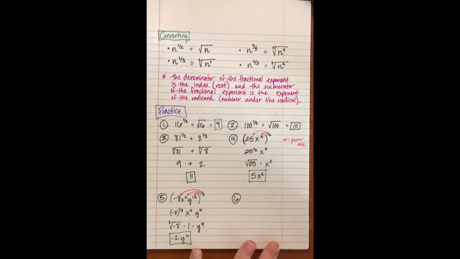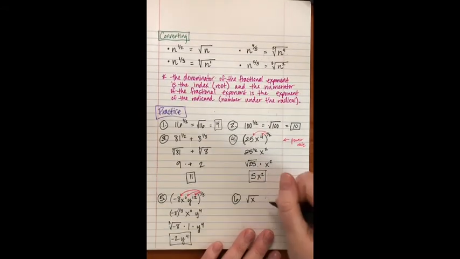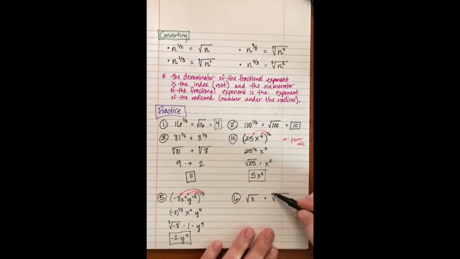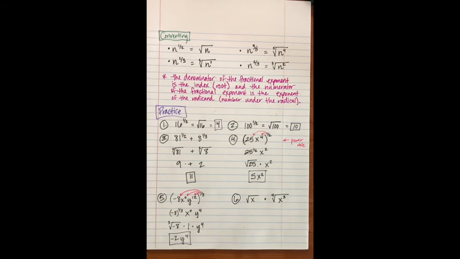Okay, last one. Now this is going to look different. This is one that was on your test that I had planned to give you like last week or something. We've got the square root of x times the 4th root, so put a little baby 4 there, the 4th root of x cubed.